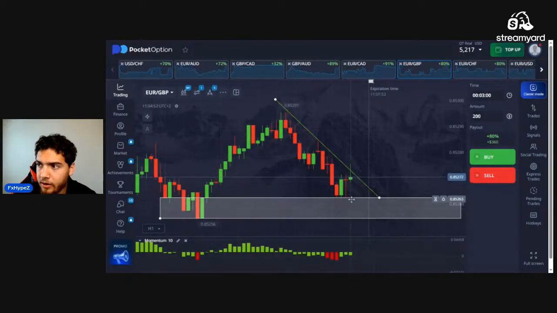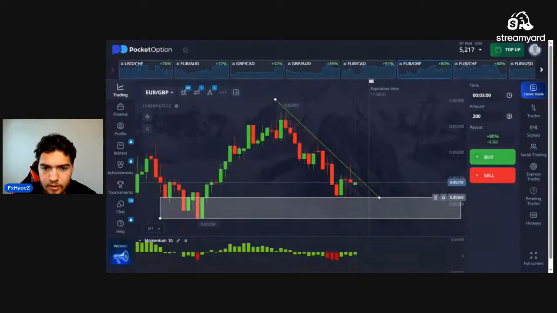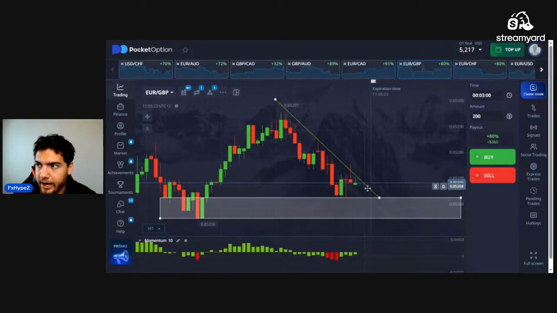Yeah, if we can come back down and reject off 0.85264, this low we have here, that will give me a lot of confidence. Because that'll be almost like a double slash triple bottom, which is always a positive sign when you want to look for buys. Payout 80%. Of course, we're looking for a break above this trend line we have here with a swing to the downside.